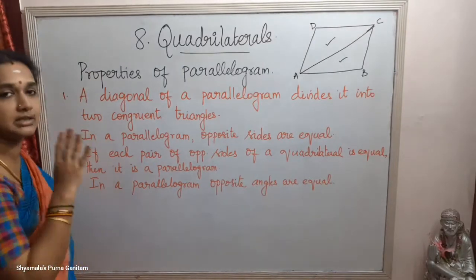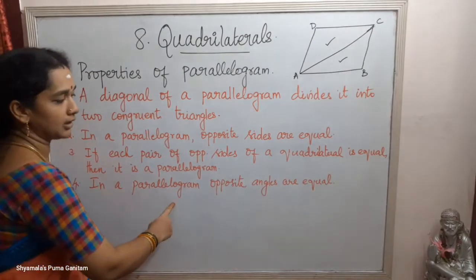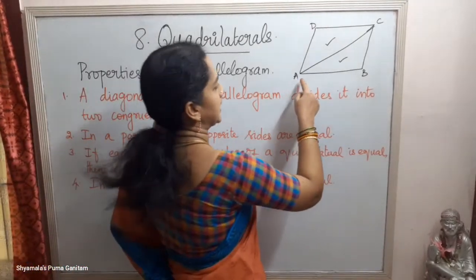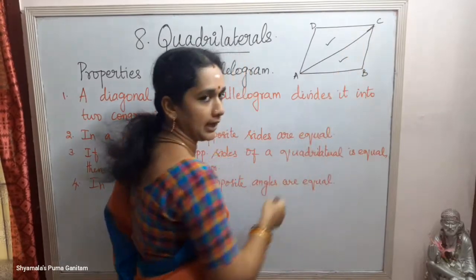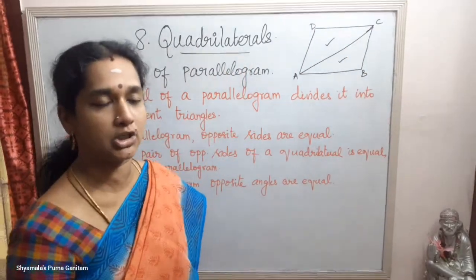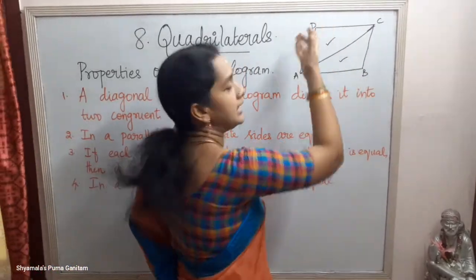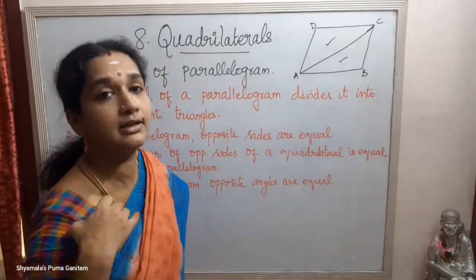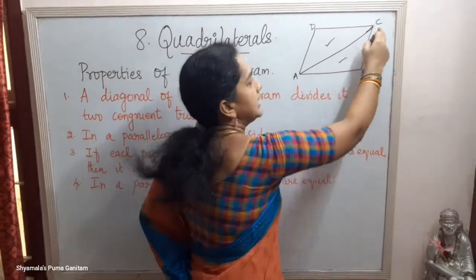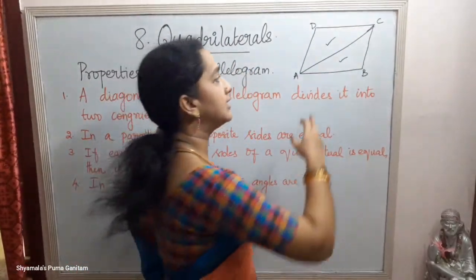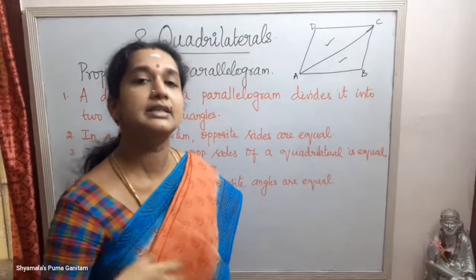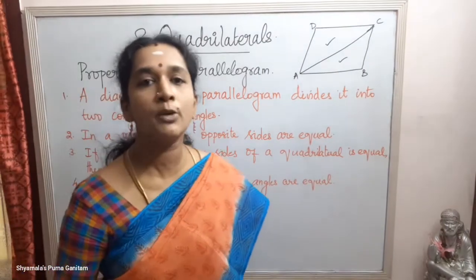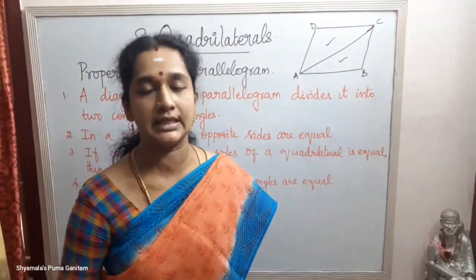Then the fourth property is, in a parallelogram, opposite angles are equal. So what are the opposite angles here? Angle A and angle C are opposite to each other. In the same way, angle B and angle D are opposite. So in a parallelogram, opposite angles are equal. That is, angle A is equal to angle C and angle B is equal to angle D. So these are the four properties. A few more properties we have, that we will see now.